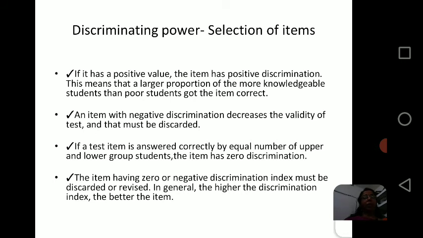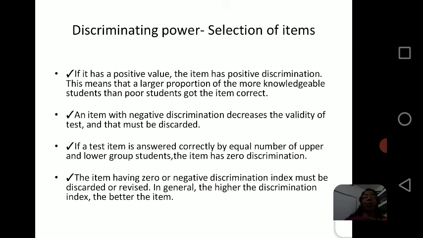If a test item is answered correctly by an equal number of upper and lower group students, the item has zero discrimination. It should also be discarded. Zero discriminating power items also need to be discarded. The item having zero or negative discrimination index must be discarded or revised. In general, the higher the discrimination index, the better the item. It is advisable to have discriminating power as a high value.